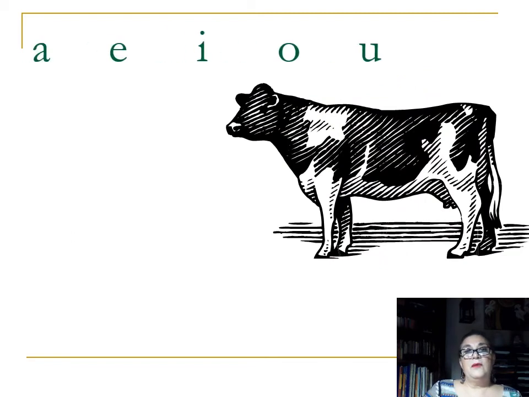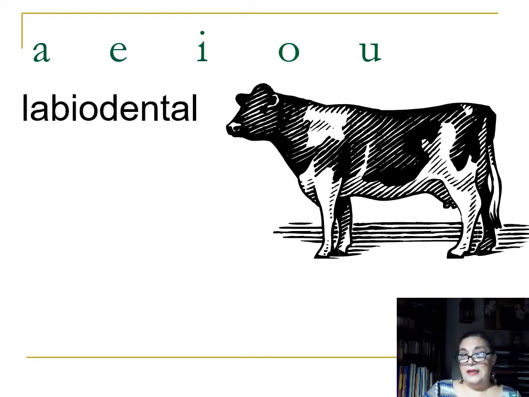In this one, remember that I was talking about the bilabial B. Now here it is not bilabial. Here it is labial dental. Why? Because linguistically, there's a difference between the first one of the burro, donkey, and this one of a cow. We say vaca. Linguistically, it's labial dental because it has to be pronounced like that if we want to prove it linguistically. But in real life conversation, we don't make that difference.